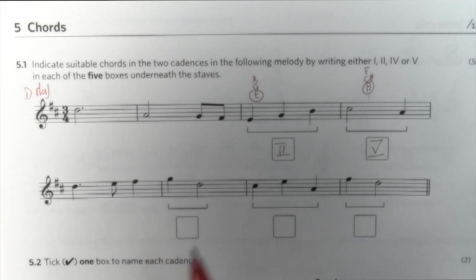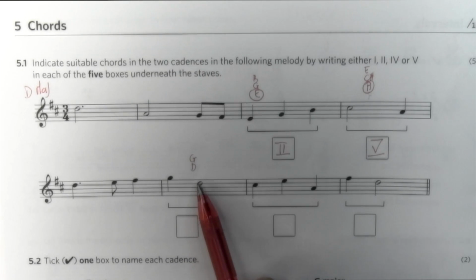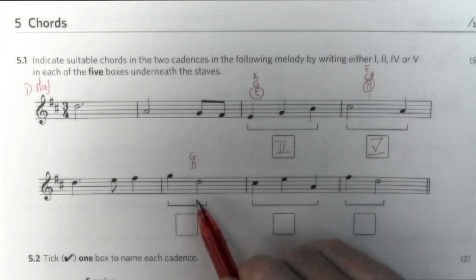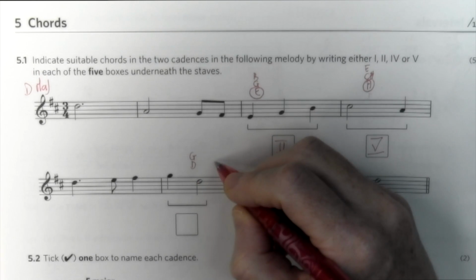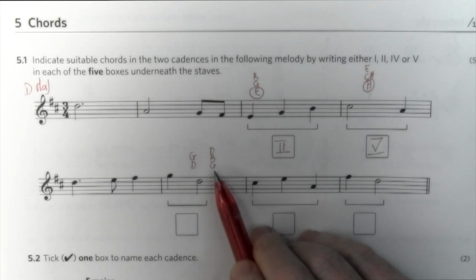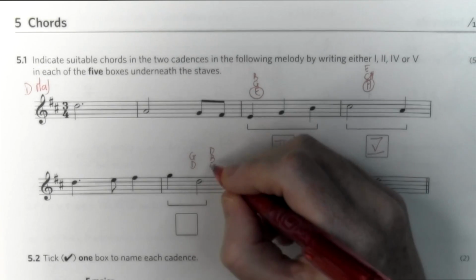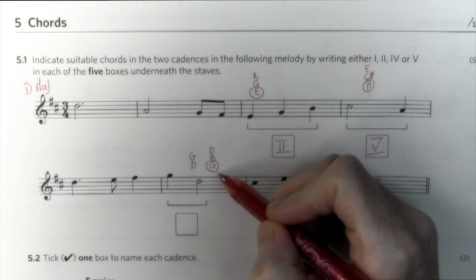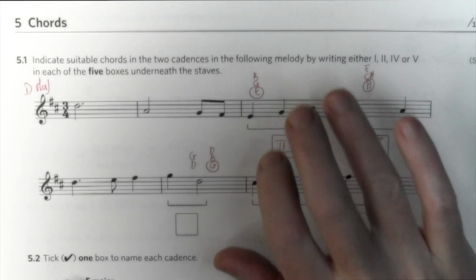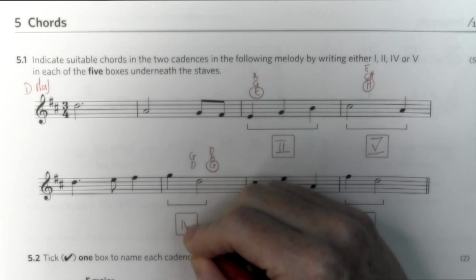Next one, Re and Sol. Re and Sol. Okay, let's see. If we put them in order, Do, Re, Mi, Fa, Sol, or Sol, La, Si, Do, Re, I think it's Sol, La, Si, Do, Re, because we have Sol, La, Si, Do, Re. The distance between Re and Sol is a fourth. Re, Mi, Fa, Sol. So this chord is built on the fourth degree of D major.